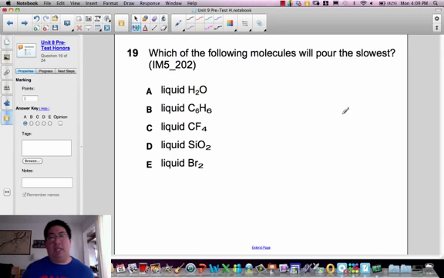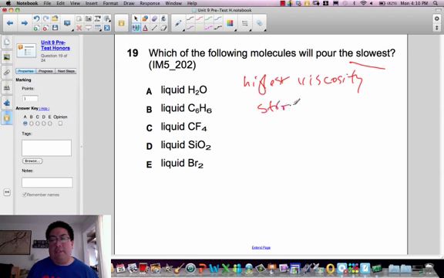19. So which of these molecules pours the slowest? If we're looking for the slowest, we're looking for the highest viscosity, and we're looking for the substance with the strongest intermolecular force. And if we're looking for the strongest intermolecular force, we're looking for something with hydrogen bonding first.